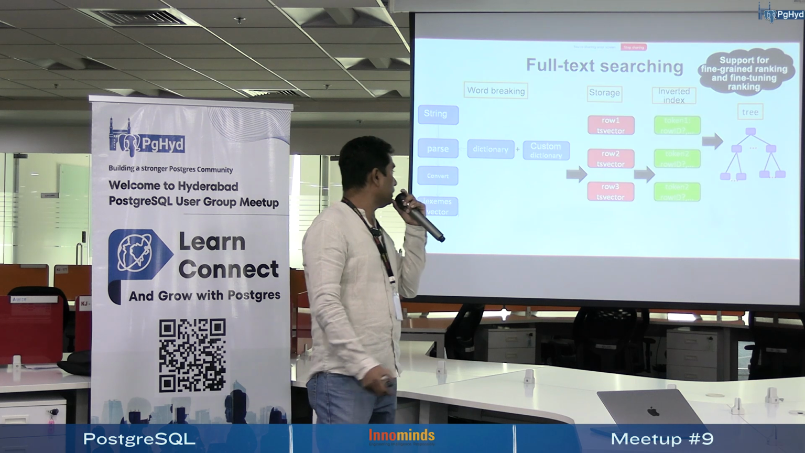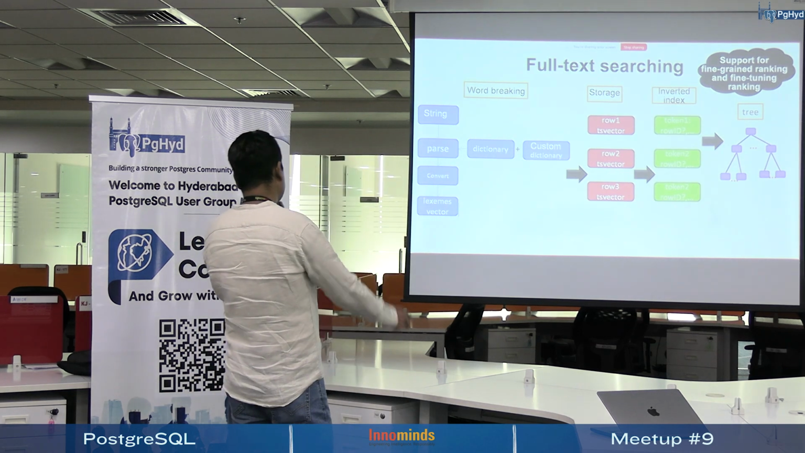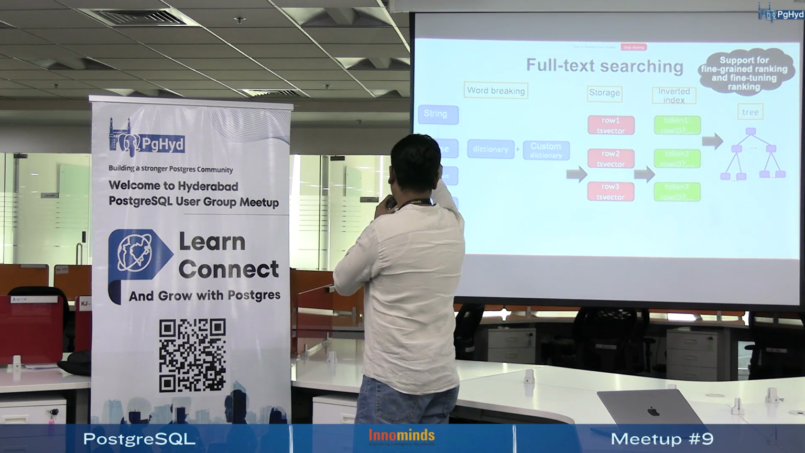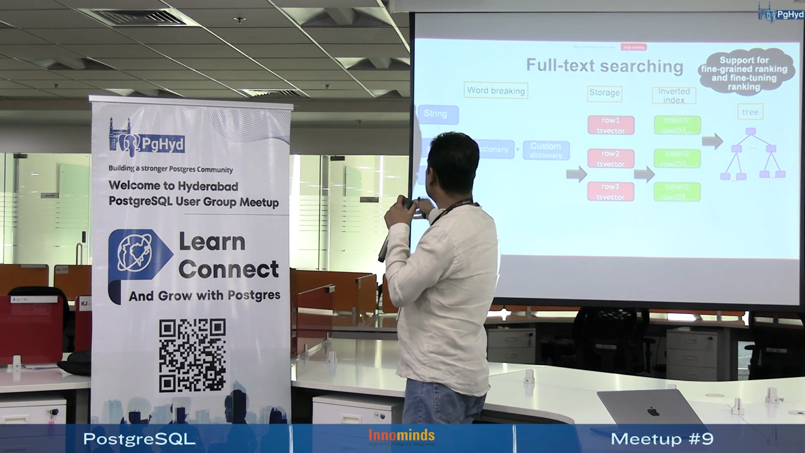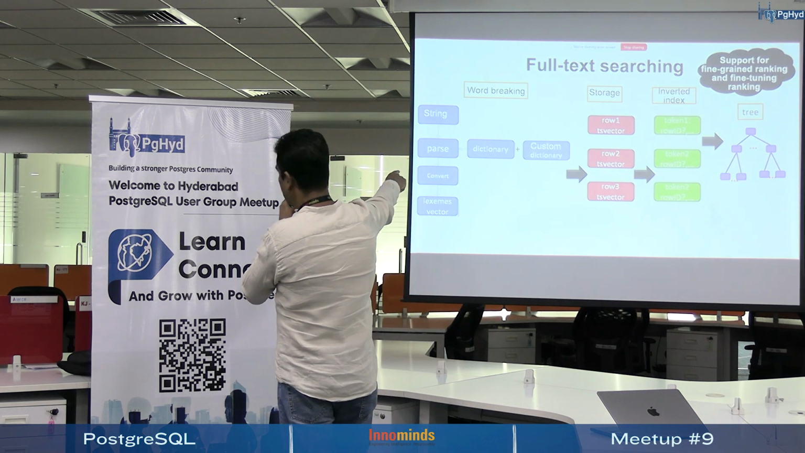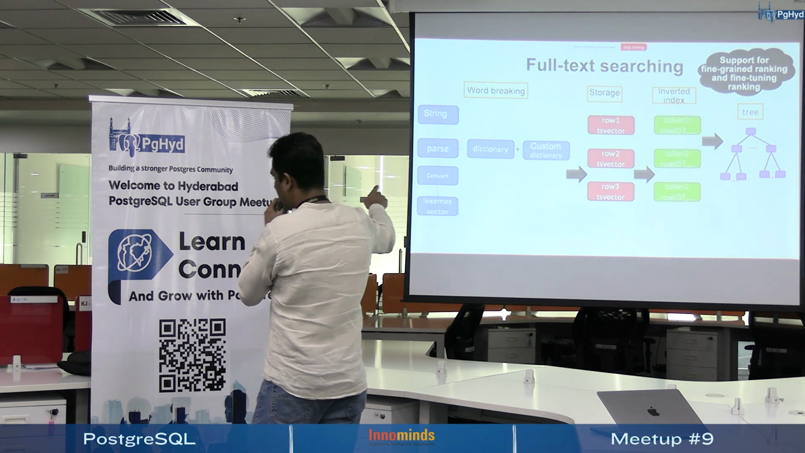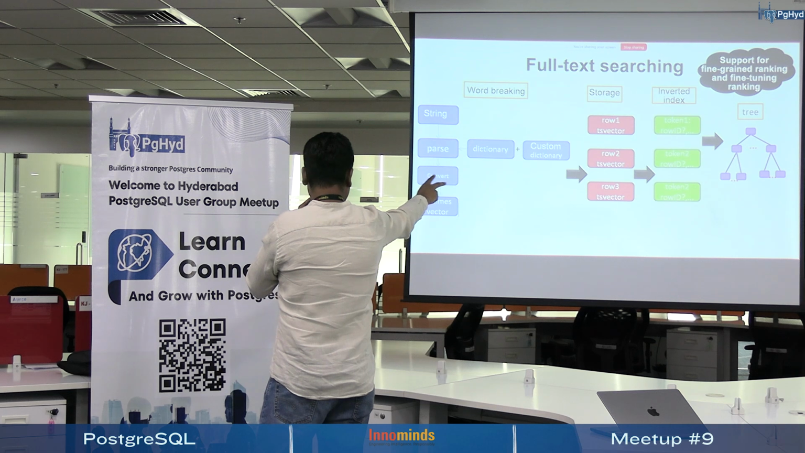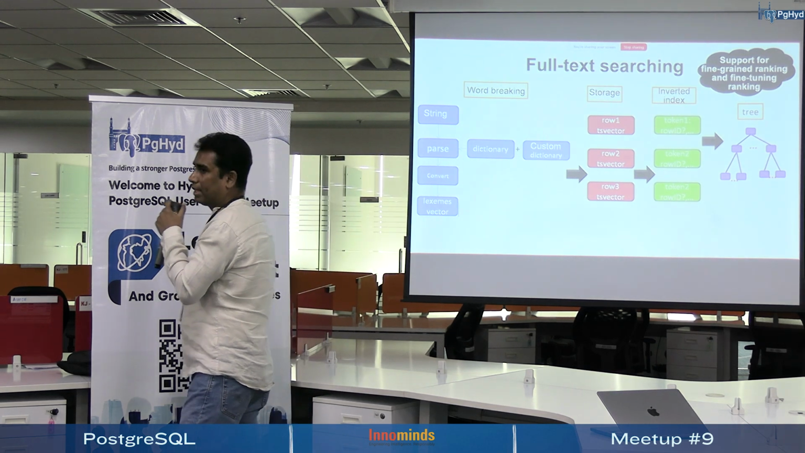So this is basically a full text search, what I just explained to you guys. First, word breaking: we get a big string, then we split the string and parse it, say a sentence of 10 words. Then comes the dictionary, where stop words, synonyms and stemming are applied. After that, we convert all those things and make them into the lexeme vector.